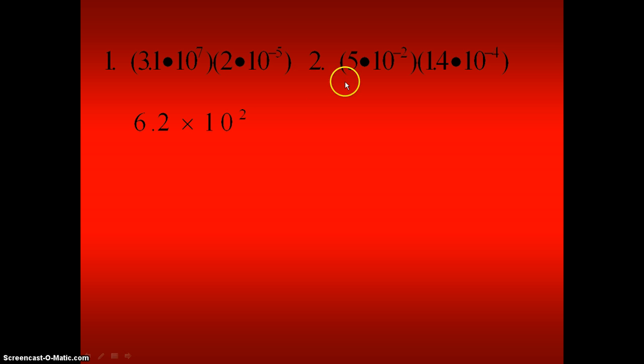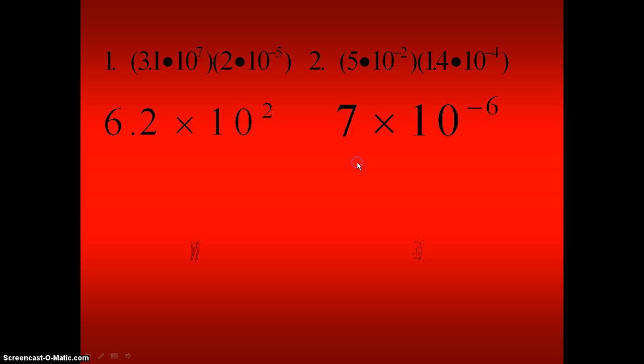Okay, let's try number 2. You're going to multiply your first two numbers, leave the base of 10 the same, and then you're going to add the exponents. So for number 2, you should get 7 times 10 to the negative 6th power. And you're used to seeing decimals written here. Technically there is a decimal to the right of the 7. But in this case when you multiply the 5 times the 1.4, this gives you 7. And this is in between 1 and 10, so it does fit the scientific notation formula, where that A, which is here, has to be in between 1 and 10.